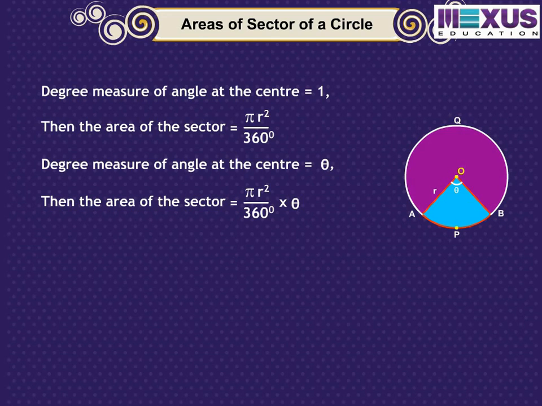Thus, we conclude a formula for finding the area of the sector of an angle theta: area equals theta divided by 360 into pi r square.